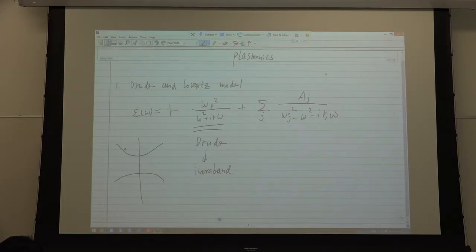So this is the intraband transition. Another part is the Lorentz form. The Drude part is for free electrons. It captures free electrons in the conduction band. This is the first part. The second part is the Lorentz model. It captures the interband transition. It's a bound electron.